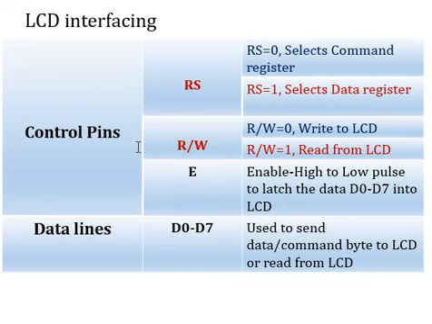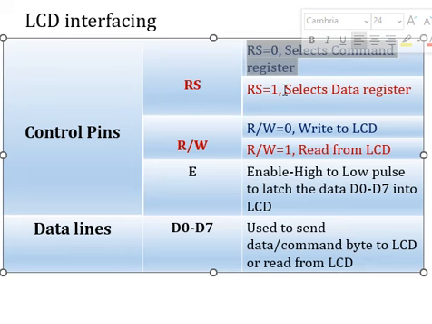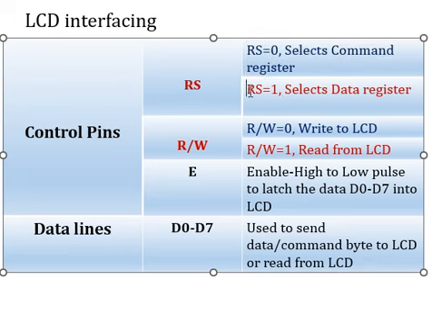There are three control pins, that is RS register select, RW that is read write and E that is enable. Now there are two values which we will be sending to the LCD. Those values will be considered either as a command or data, and that decision is made based on this RS value. If RS value is equal to 0, then it will work as a command register. If RS value is equal to 1, then it will work as a data register.